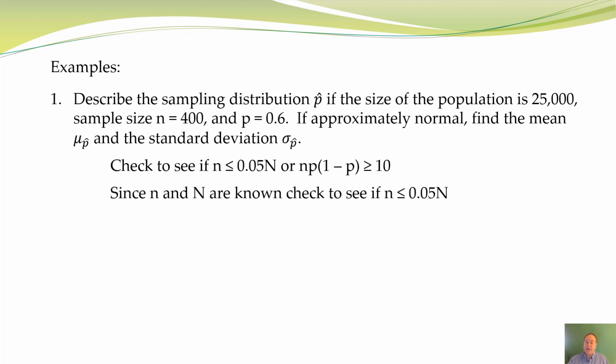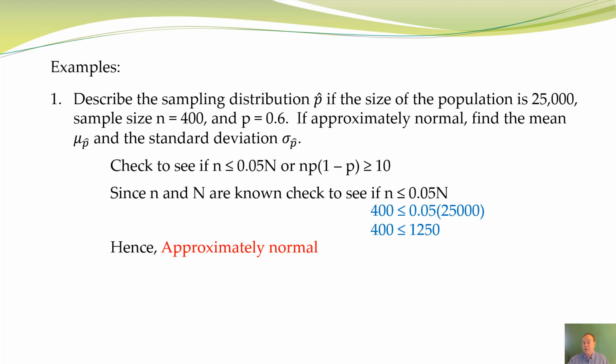In this case, since we know the sample size and we know the size of the population, we can check to see if n is less than or equal to 0.05 times capital N. So we substitute numbers in. We get 400 less than or equal to 0.05 times 25,000. Well, you take 0.05 times 25,000, you get 1,250. Well, 400 is definitely less than or equal to 1,250. Hence, this is approximately normal.